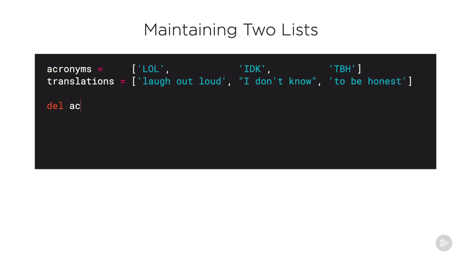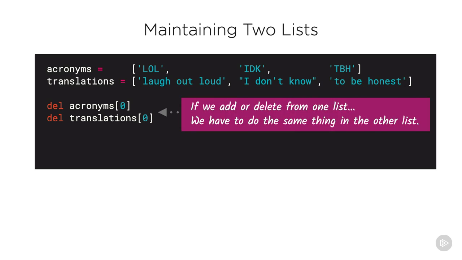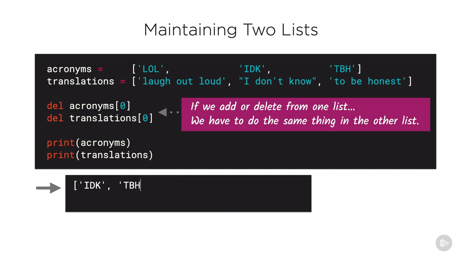But then we would have to maintain two lists. If we add or delete from one list, like we are here, we have to add or delete the same thing in the other list. If we print both lists, we still get the correct lists that match acronyms and translations, but this could lead to errors in the future.